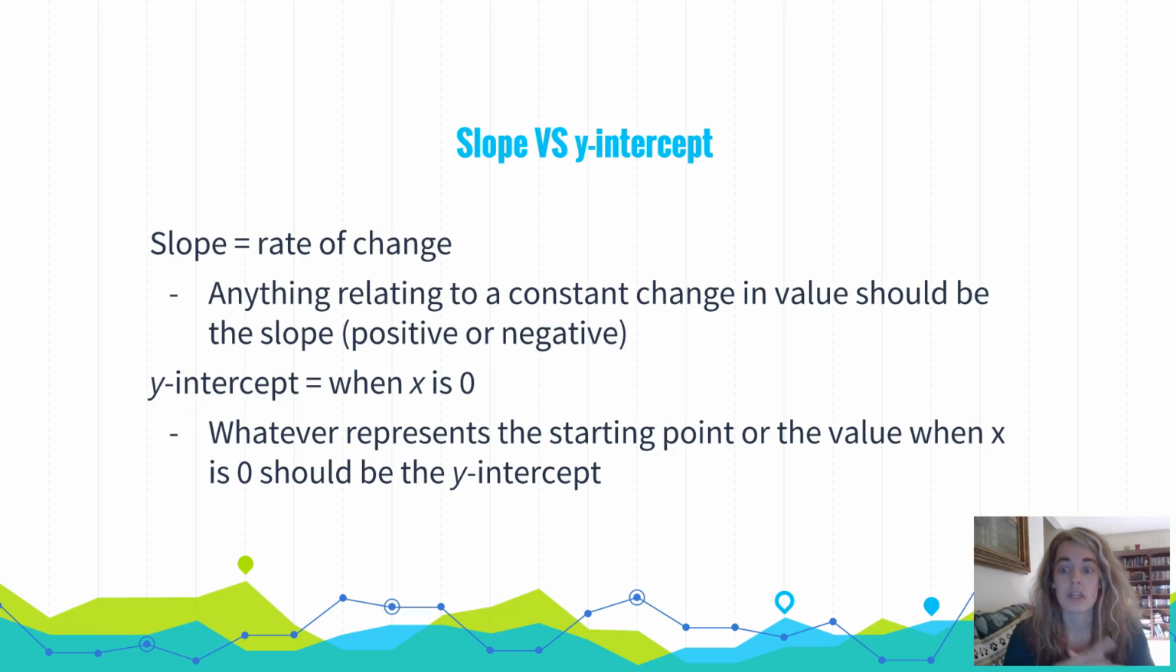So slope, that's the change. So anything that is going to get affected either positively or negatively is going to be the slope. Remember, in slope-intercept form, y equals mx plus b. The change or the slope is m. It's whatever is attached to x. And the y-intercept is whatever is going to stay the same. What's your constant piece? What is going to be your value when x is 0?